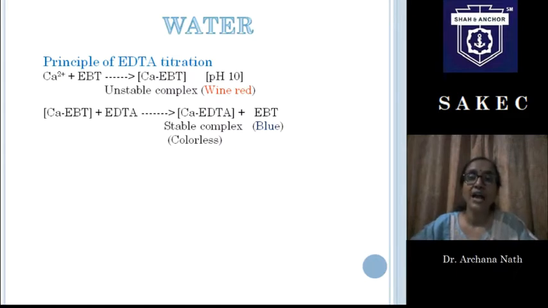Now when we add EDTA to this solution, EDTA replaces EBT, the Eriochrome Black T complex, and EDTA makes a chelating complex, and that complex is more stable. So at the end, we will have the calcium-EDTA complex and EBT goes free. The free EBT color is blue. So the color change is wine red to blue. Please remember the pH of the solution is maintained at around pH 10 because the color change is sharp at that pH.